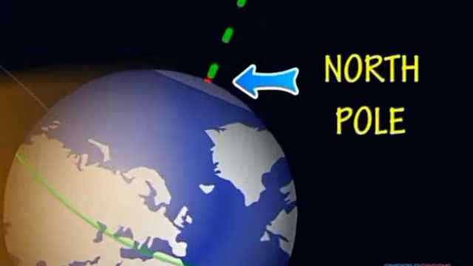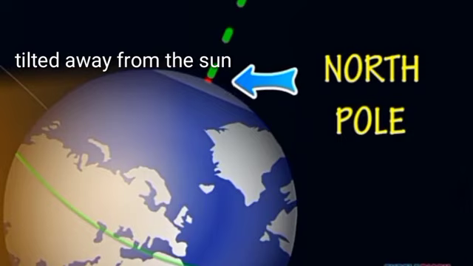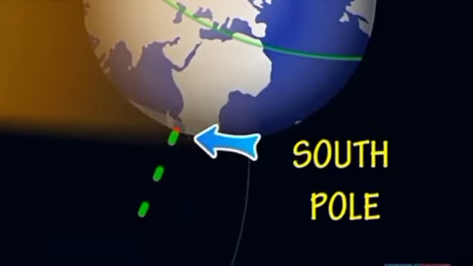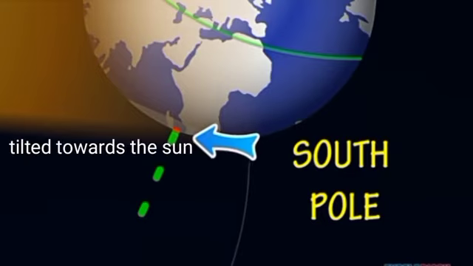The North Pole is now in darkness for 6 months because it is tilted away from the sun. And the South Pole has 6 months of day because it is always tilted towards the sun.